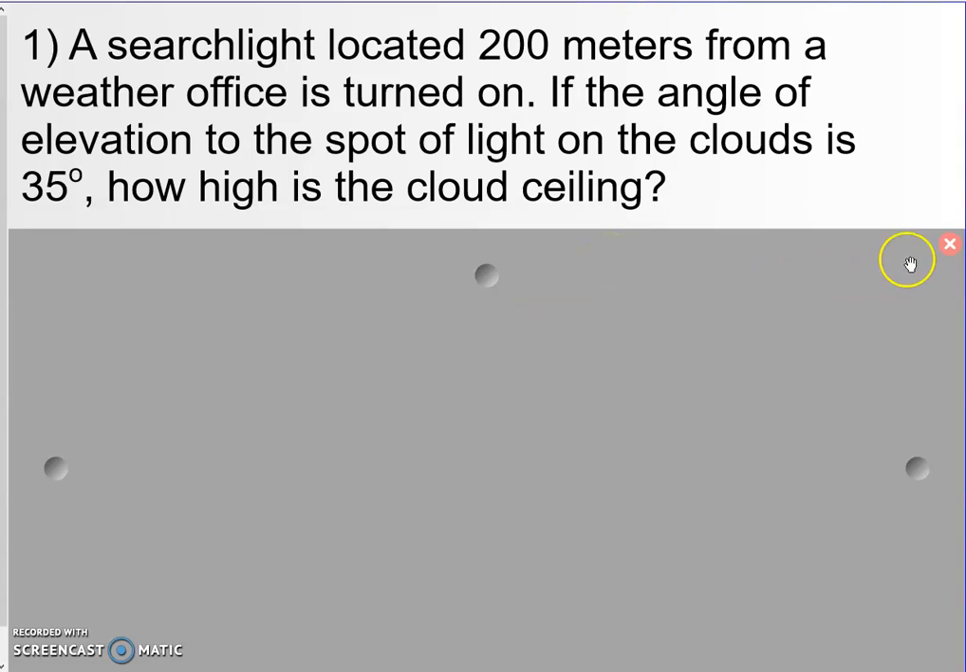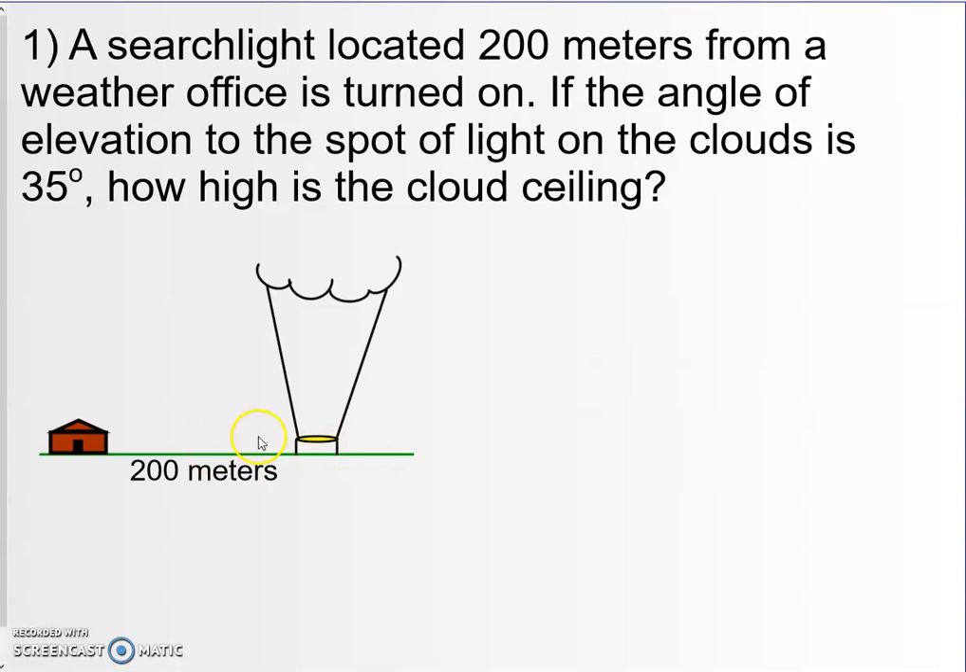Well, hey, welcome back. So first of all, this is what I did. I drew a picture. I have a searchlight right here, and it's located 200 meters away from a weather office. Somebody comes out of this weather office and looks up at an angle of elevation of 35 degrees, and they see where the searchlight hits the cloud ceiling. That forms a right triangle, and what we're looking for is x, the height of the cloud ceiling. How high above the ground is the cloud ceiling?